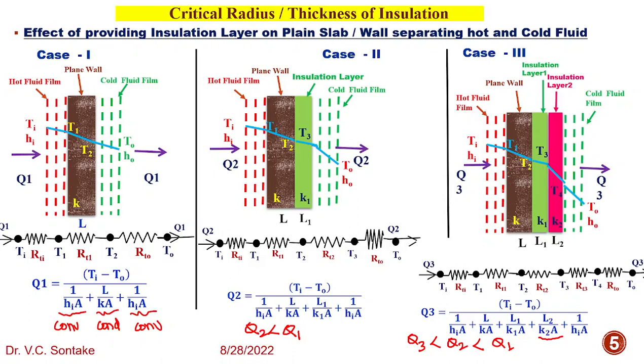So from this analysis, what I can summarize, in case of plane wall or slab, as the thickness of the insulation increases or more and more insulation layers are introduced between hot and cold fluid, the heat transfer rate will decrease. So I can straightaway say that if the geometry is plane wall, by providing insulation or by increasing the thickness of the insulation, heat transfer rate will decrease.